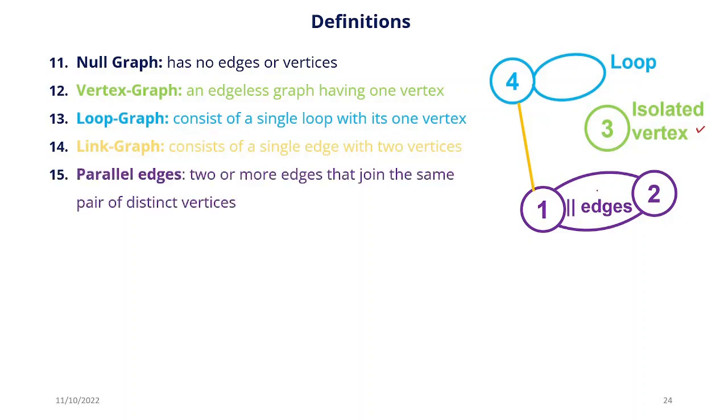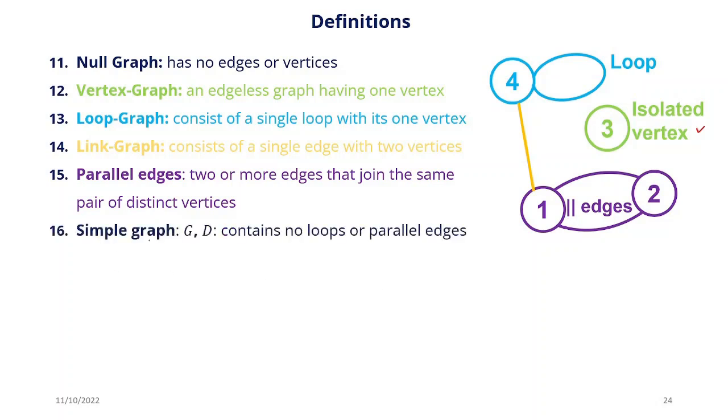And then we talk about parallel edges. Two or more edges that join the same pair of distinct vertices. So you can have a road, a bidirectional road linking a building, and then you can also have another bidirectional road in another direction, another area linking a building. So it's like they are parallel. That's why we call them parallel edges.